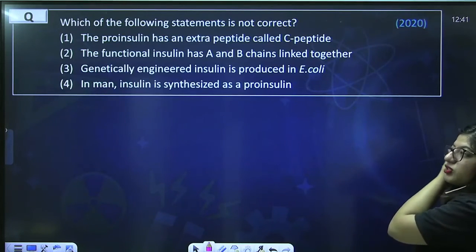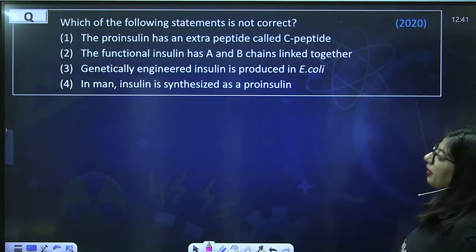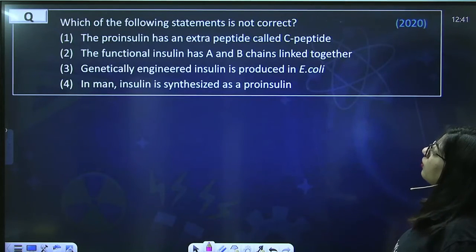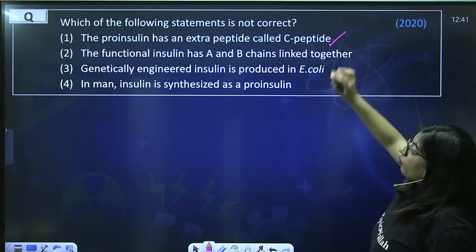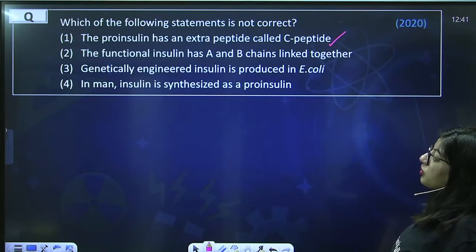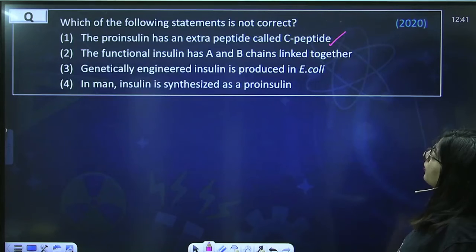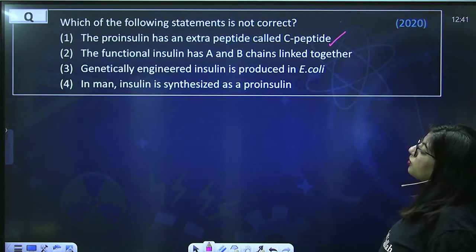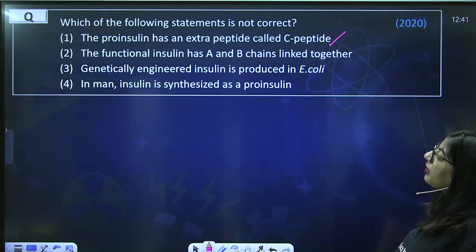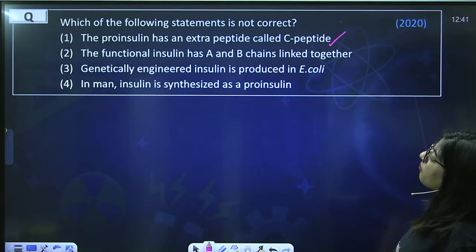Next, let's do a question. Which of the following statements is not correct? The proinsulin has an extra chain peptide called C peptide. True. Proinsulin is immature insulin which has the C chain. The functional insulin has A and B chains linked together. True. Genetically engineered insulin is produced in E. coli. In man, insulin is synthesized as a proinsulin. Okay, I think that question is a little incomplete.